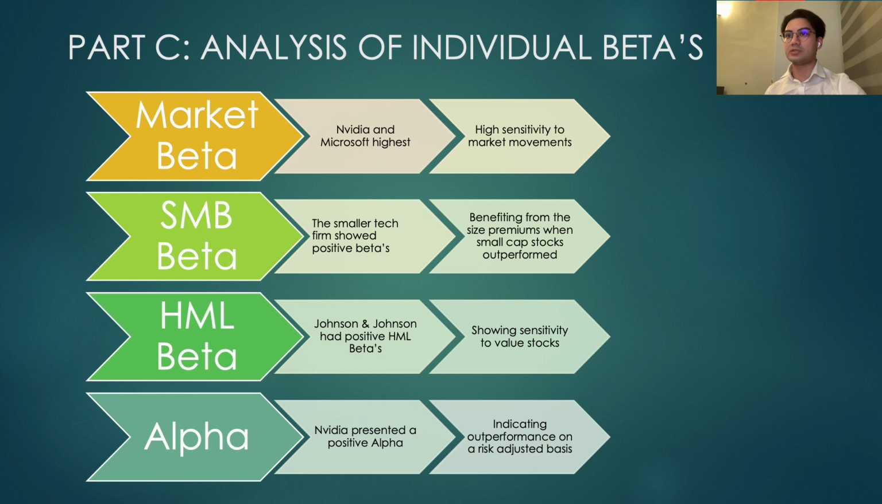showing sensitivity to value stocks and performing well when value stocks outperformed growth stocks. For our fourth and final factor, positive alpha values for stocks such as NVIDIA indicated outperformance on a risk-adjusted basis, while negative alpha values indicated underperformance. This analysis helps investors understand the factors driving stock returns and make more informed decisions based on their investment goals and risk tolerance.